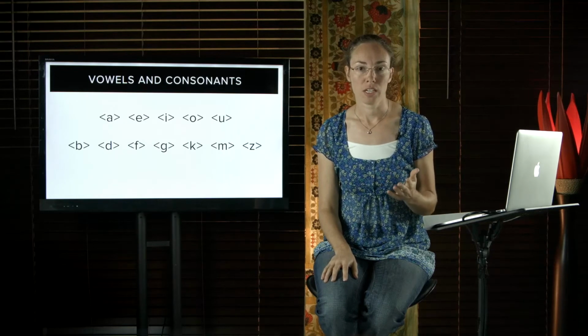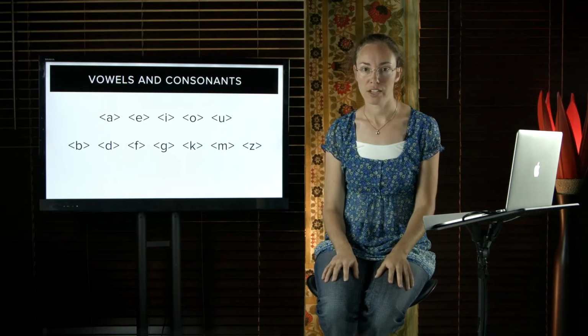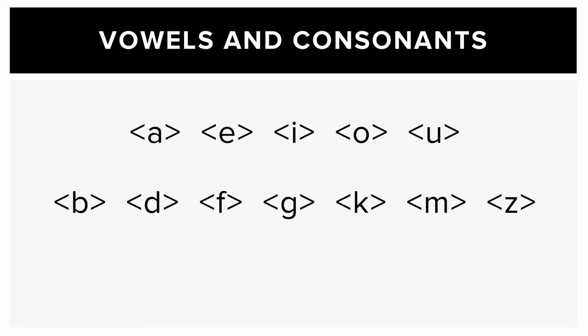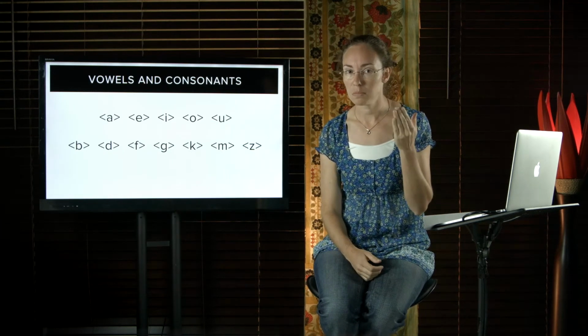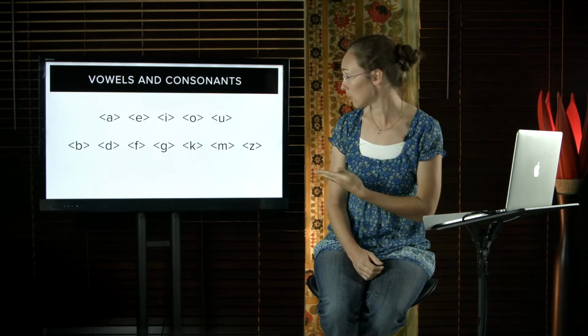Say the following English vowel sounds out loud. A, E, I, O, U. Now say the following consonants and listen to the difference. B, D, F, G, K, M, Z. Did you notice the different ways in which you obstructed the flow of air with your lips, tongue and teeth as you made the second set of sounds?